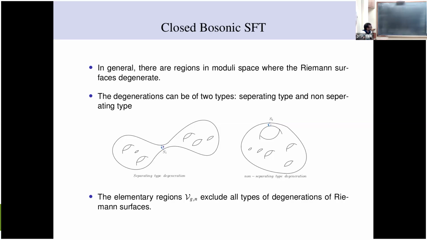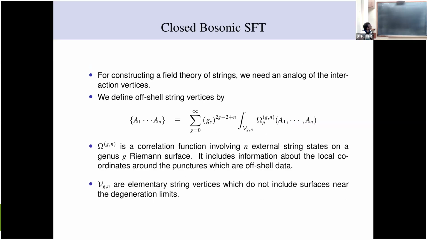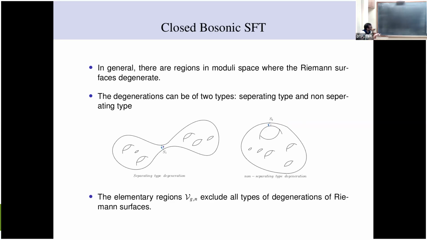And non-separating type is one where you have a single Riemann surface, and then you join two punctures by a tube. If you cut along this tube, it does not break into two parts. And the elementary region, VGN, excludes all types of degeneration, separating as well as non-separating. So for constructing this field theory of string, we will need an analog of these interaction vertices. So you find some elementary regions basically. This VGN excludes all the degenerations.